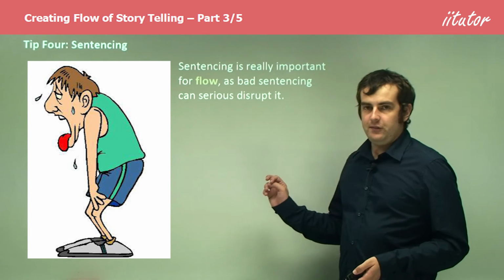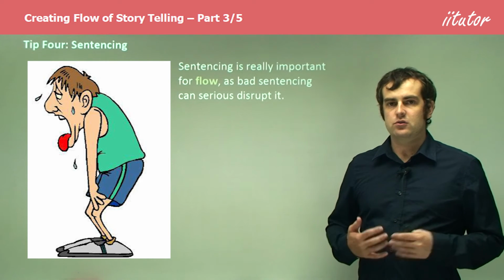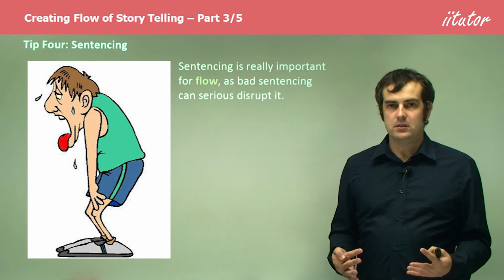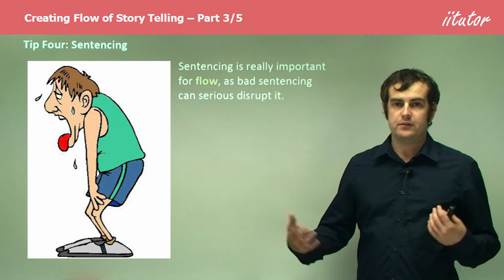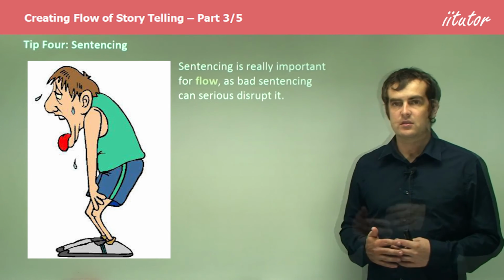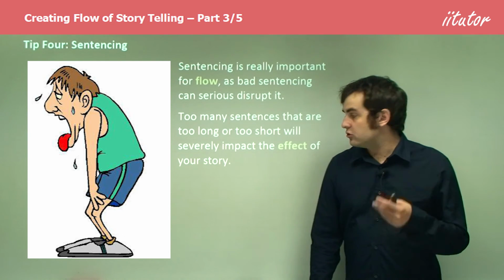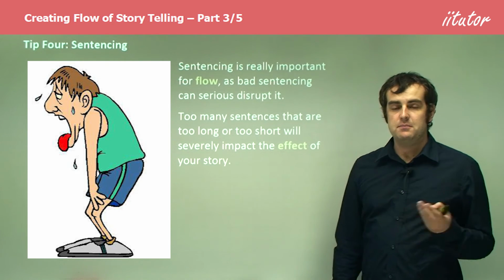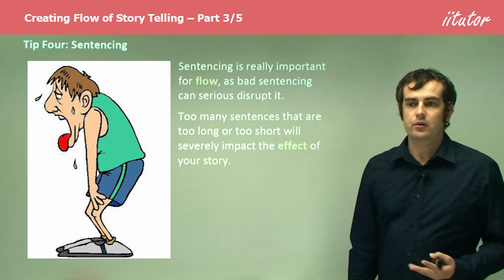This is what I mean by flow, and making sure that your sentences are an appropriate length for what you're trying to do. So for a very short statement, you would write a short sentence. If you're describing something with depth and description, you would use a longer sentence. You need to choose the length of your sentences depending on what you're trying to say in each one. Too many sentences that are too long or too short will severely, as I said, impact the effect of your story. It may still get your point across, but not as well.